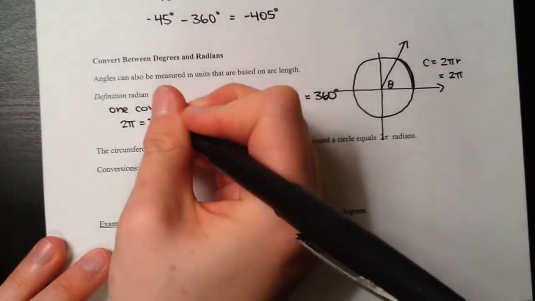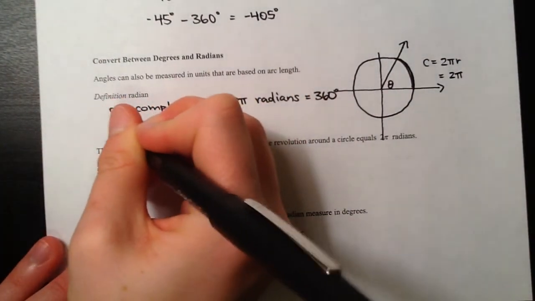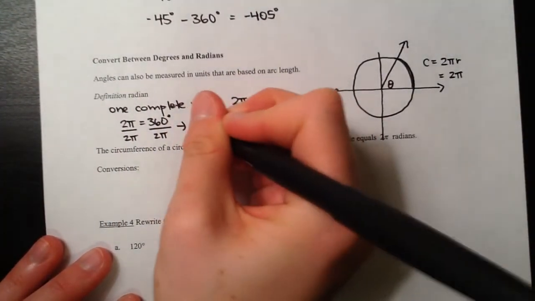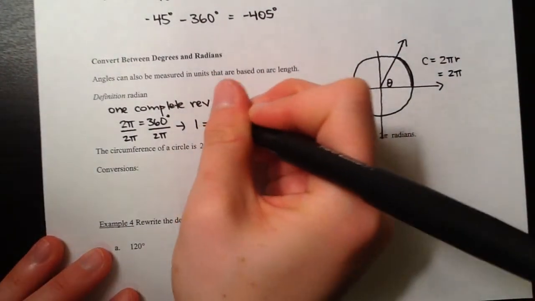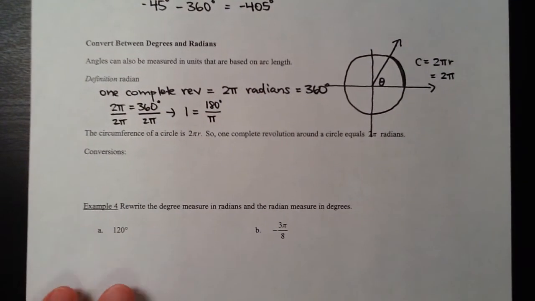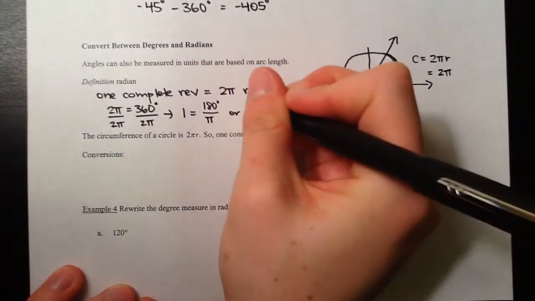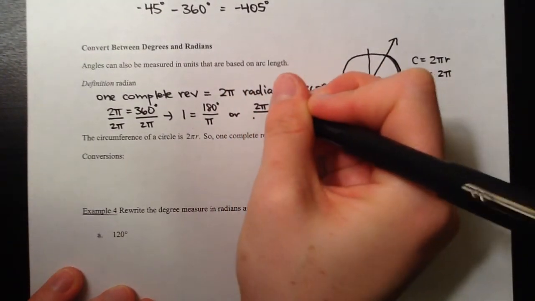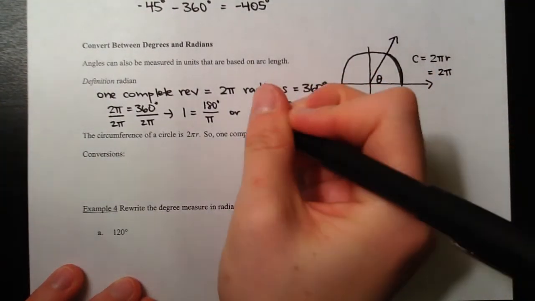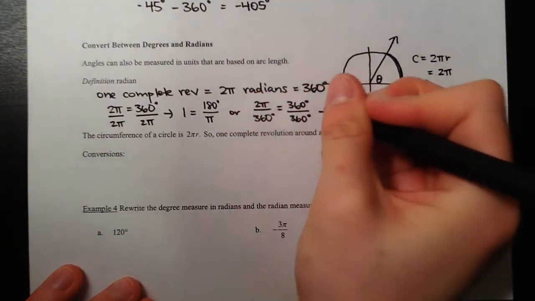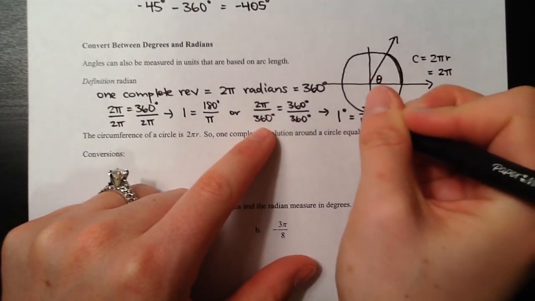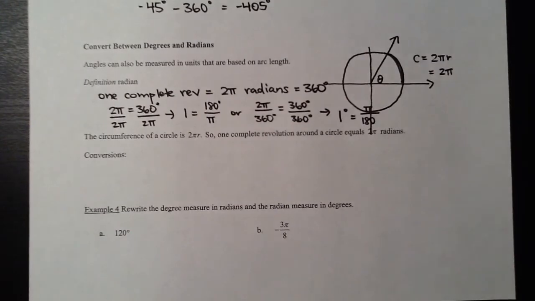If I wanted to know what 1 radian was equal to, I would divide both sides by 2 pi. So this tells me that 1 radian is equal to, and I can reduce this down by 2, 180 degrees divided by pi. Seems very confusing until we actually start working with it. Or if I wanted to go the other way and get 1 degree, I would divide this by 360 degrees. Same thing over here. That means 1 degree is equal to, reducing by 2, pi over 180 radians. That's what we call the conversion factor.